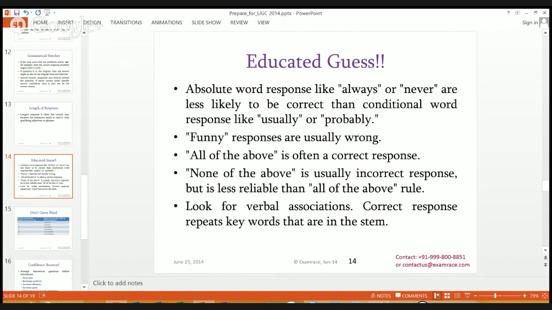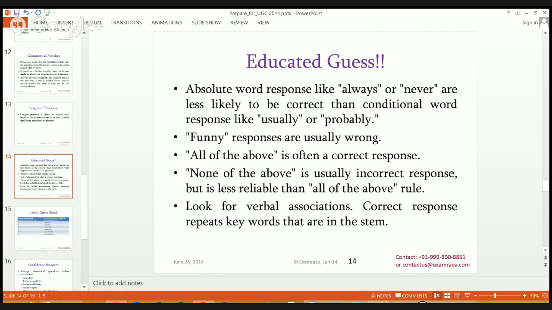Now, how can you make an educated guess? In the response, if it mentions words like usually or probably, it is much more likely to be correct as compared to the words always or never. That means words that depict conditionality are more likely to be correct as compared to words that are absolute in meaning. Funny responses are usually incorrect. If there is an option between all of the above or none of the above, all of the above is most likely to be correct as compared to none of the above.